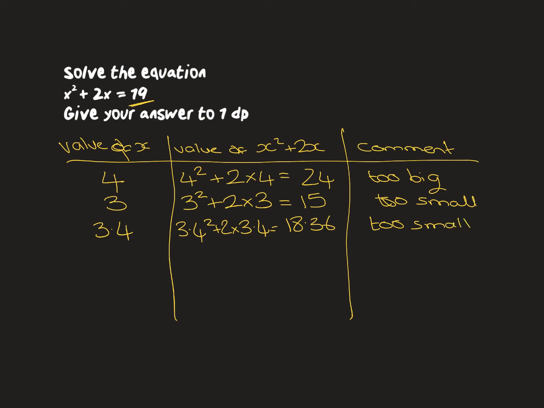So if 3.4 is too small, I need to try 3.5. So 3.5 squared plus 2 times 3.5. So I'll use my calculator for that. So 3.5 squared plus 2 times 3.5 equals, and that is 19.25, which is too big.